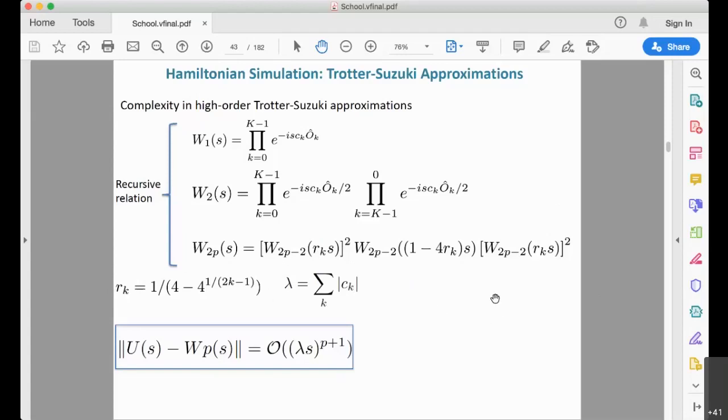And it can be shown that if you take, say, the pth order approximation to the evolution operator defined in this way, then what that means is that the error between the short-term evolution under the Hamiltonian and a short-term evolution under this product pth order approximation scales with the evolution time to the p plus 1 power times some lambda, which has to depend on the norm of the Hamiltonian, right? I mean, the energy scale has to enter somewhere. So this lambda here is defined as just the sum of the absolute values of the coefficients that define the Hamiltonian.